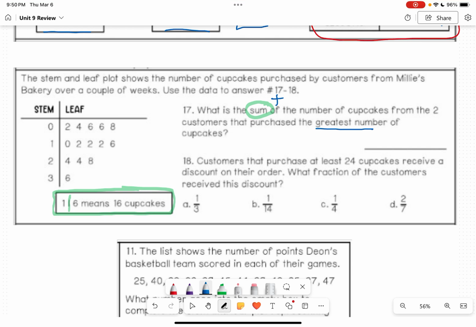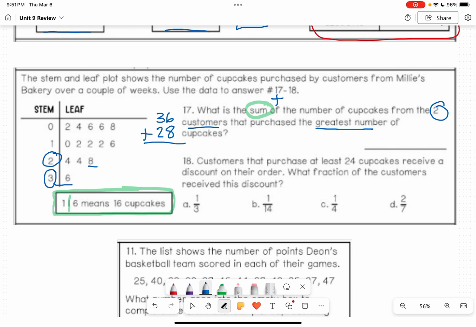Okay, so again, always go to the biggest stem, which is 3. And when you put it together with your leaf, it gives you 36. So 36 is the biggest. Now remember, we are looking for the 2 customers that have the greatest number. So again, you're going to go to the next biggest stem because we have number 3s. Now it's going to be 2 and go to the biggest 2, which is 8. So together it's 28. And we're finding the sum, so you're going to be adding those 2 numbers.